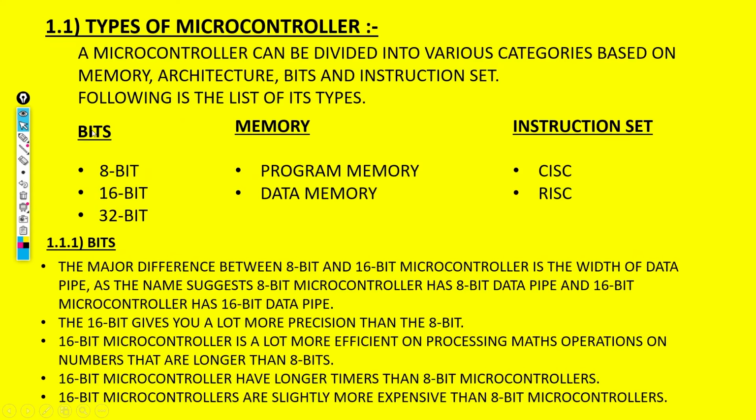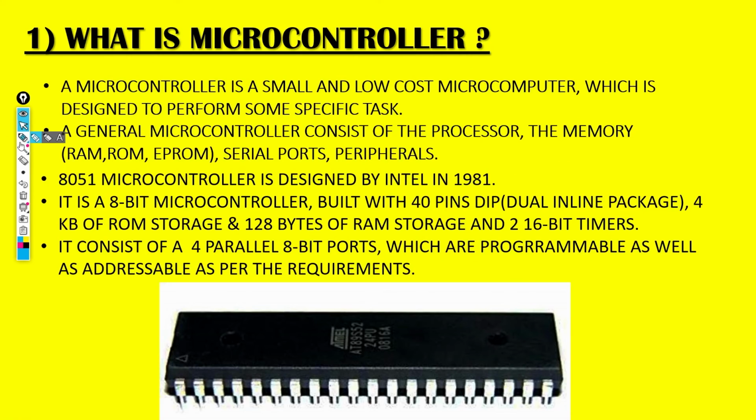So, a quick recap. We will study the 8051 microcontroller, which is an 8-bit microcontroller, and it has 4 KB of ROM, 128 bytes of RAM storage, and 2 timers. Don't worry about the timers, we will discuss them later. It also has 4 parallel ports. Okay, it is a quick recap.